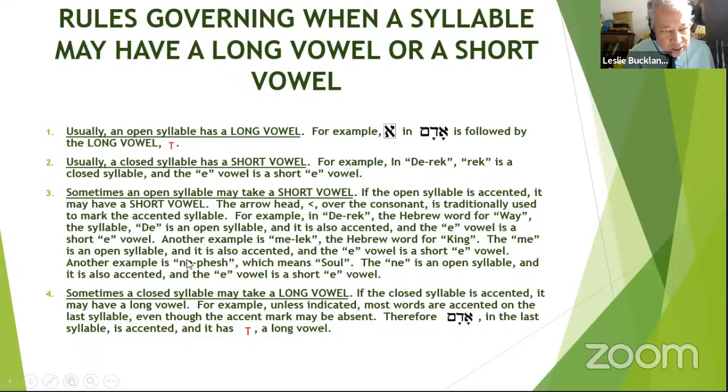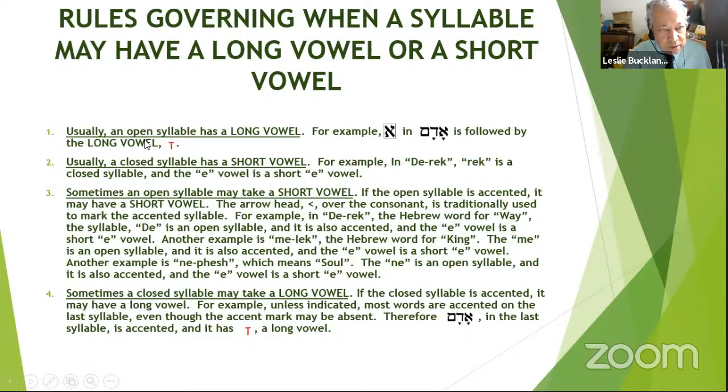And in the Hebrew, you'd see the accent over this open syllable. The accent usually comes on the last syllable, but if it comes over the syllable next to the last, it will have an arrowhead indicating that you put the accent there. And if the accent is there, the rules of grammar allow a short vowel to be put in this open syllable. Nefesh means soul. The ne is an open syllable and it is also accented, and the e vowel, the segol, is a short e vowel, like in bed.